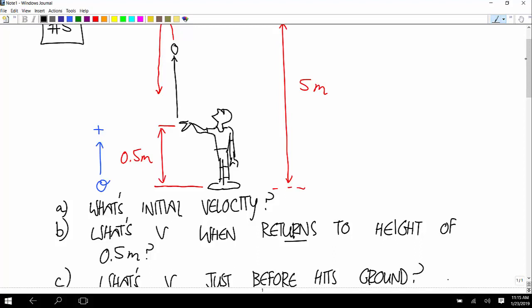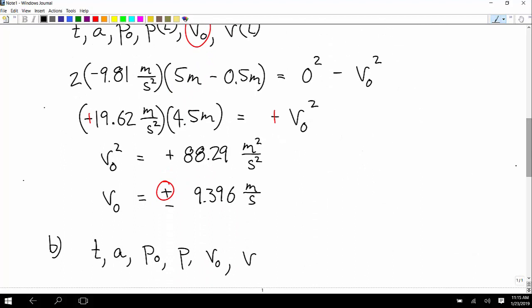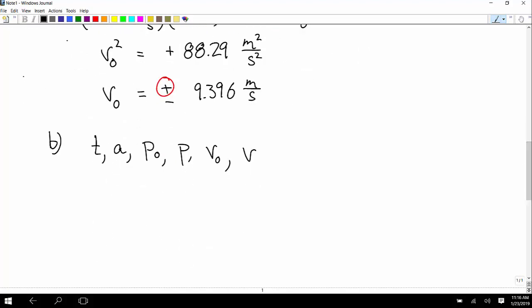And because of what I just said before we did part A, we already know what the answer is going to be. It should be negative 9 point whatever. Well, it was positive 9.396 on the way up. But now it's going to turn around, stop at the top, start speeding up, and it's going to speed up to exactly a speed of 9.396, but now going in the negative direction. Okay, so now we're looking for this one.